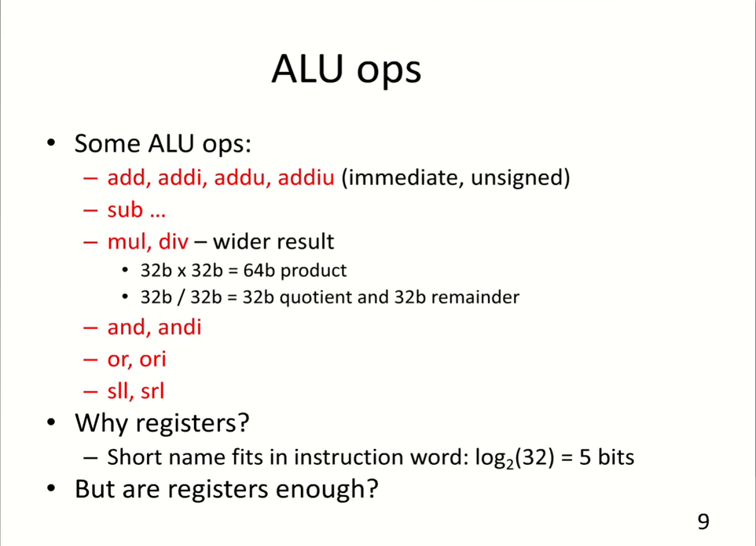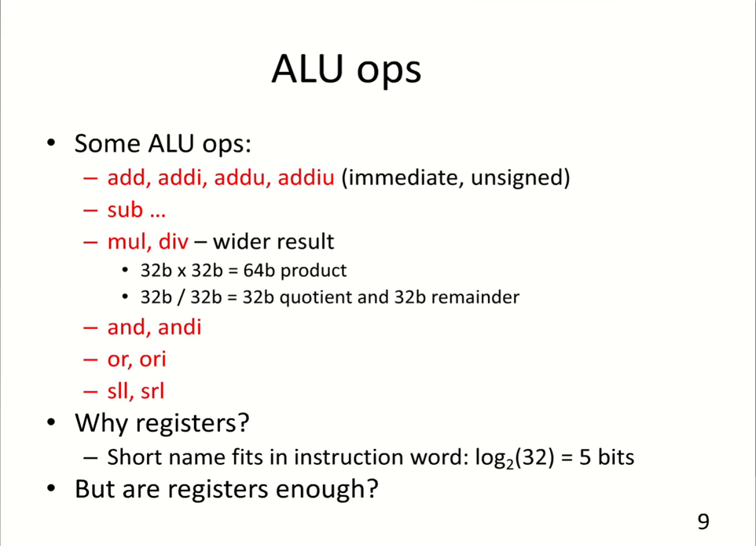Some other examples of ALU ops include adds, immediate adds, unsigned adds, subtracts, multiplies, divides, ands, ors, and shifts. SLLs and SRLs are left shifts and right shifts. One issue that comes into play here is that some arithmetic operations generate a wider result. You'll probably remember from decimal arithmetic that if you multiply 2-digit decimal numbers, you might end up with up to a 4-digit result. The same thing happens with the divide because you end up with a quotient and a remainder.